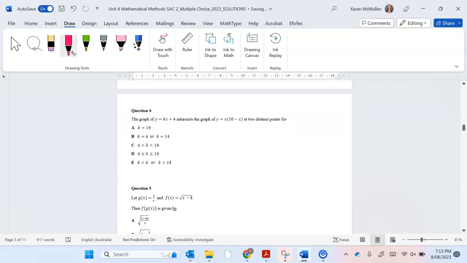Alright, the graph of y equals kx plus 4 intersects with the graph at 2 distinct points for... So, we're just going to let them equal because we've got y equals and y equals. So we're just going to solve for their point of intersection.